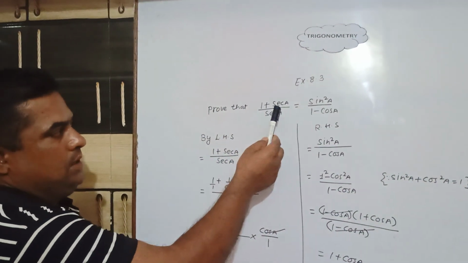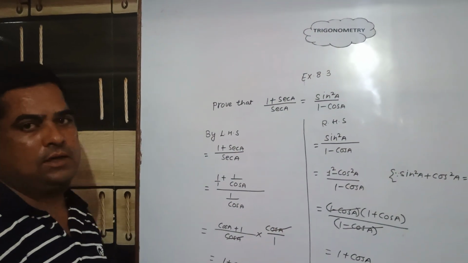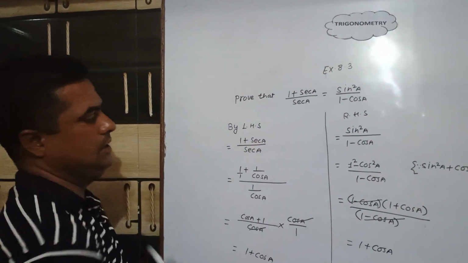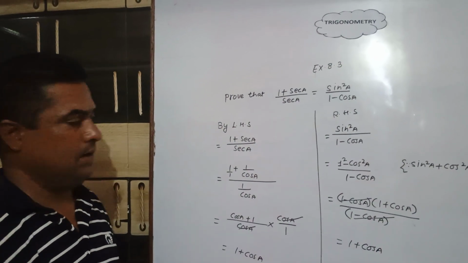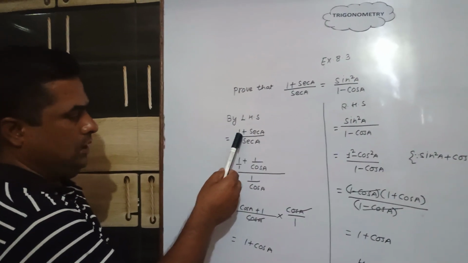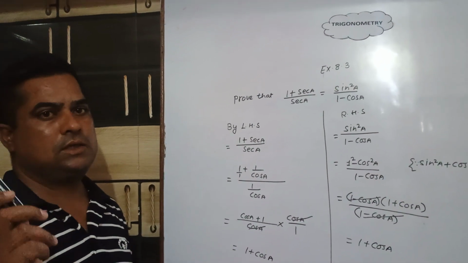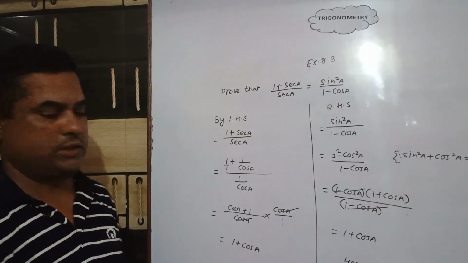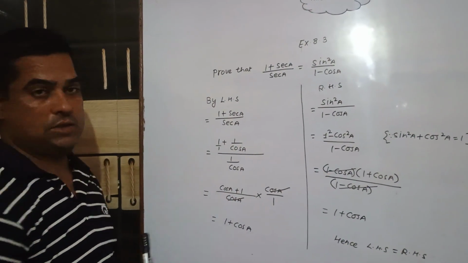Prove that 1 plus sec A upon sec A is equal to sin square A upon 1 minus cos A. Students, we will solve both the sides. First of all, we are taking the left hand side. What's our left hand side? 1 plus sec A upon sec A. We will convert this sec into cos. We know that in place of sec A we can write 1 upon cos A, because sec is the reciprocal of cos. In the denominator we are also putting the value of sec as 1 upon cos A.